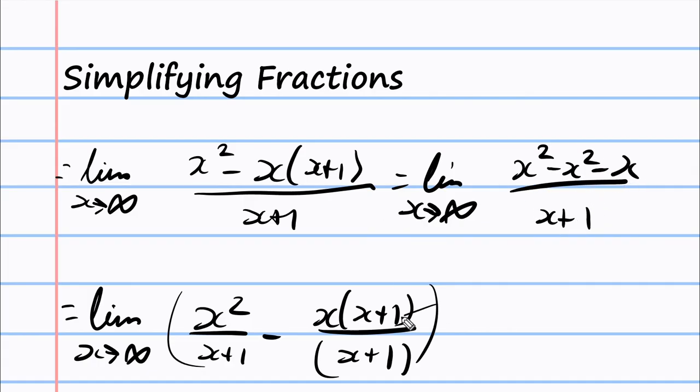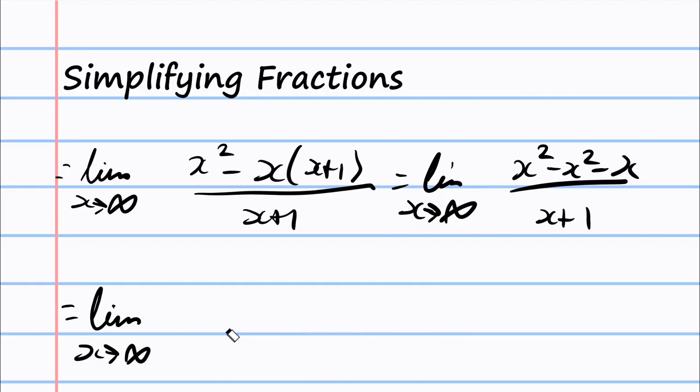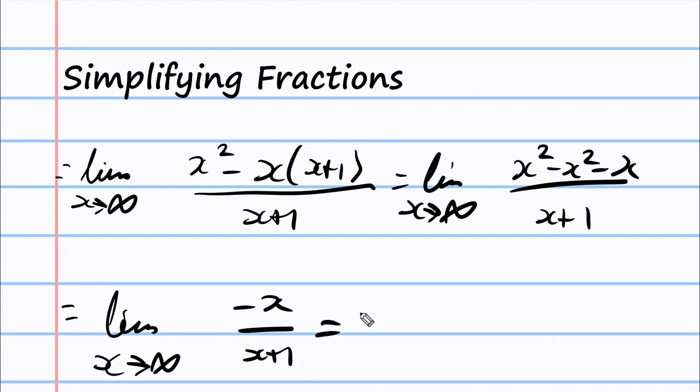Okay, now this is a pretty easy limit to solve, right? I think you already know how to solve this. All right, so let's solve it. The limit as x approaches infinity of negative x divided by x plus 1. You see the degrees on the top and the bottom are the same, so that's just the same as negative x divided by x, which equals negative 1. And that is your limit.